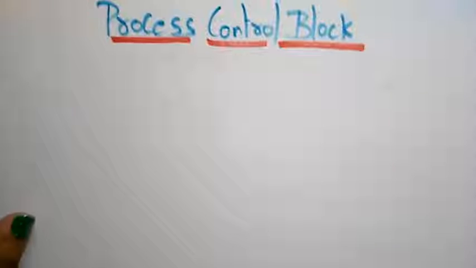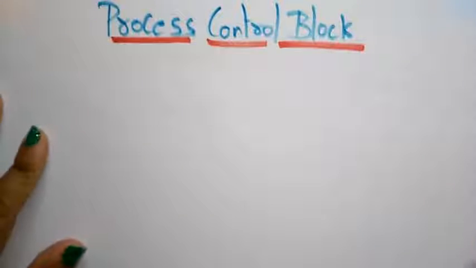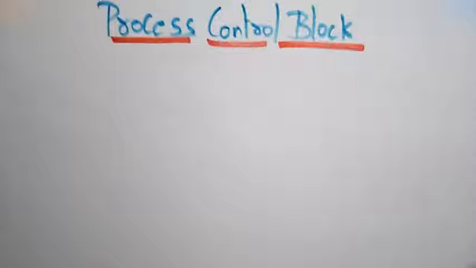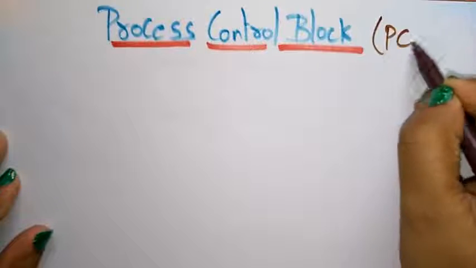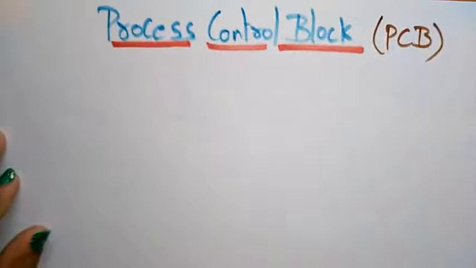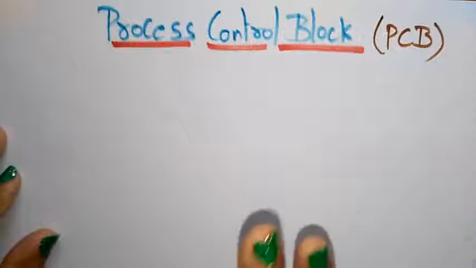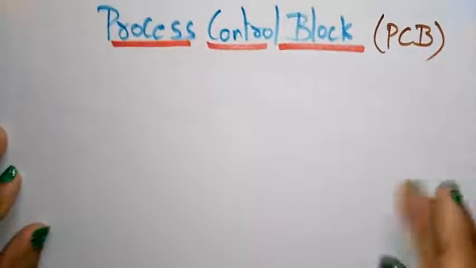Students, now coming to the next topic, that is the process control block. In the previous video I explained about the process states, the 5 states that are present in the process. Now let us see what is this process control block, PCB. Actually, this process control block is a data structure maintained by the operating system for every process.